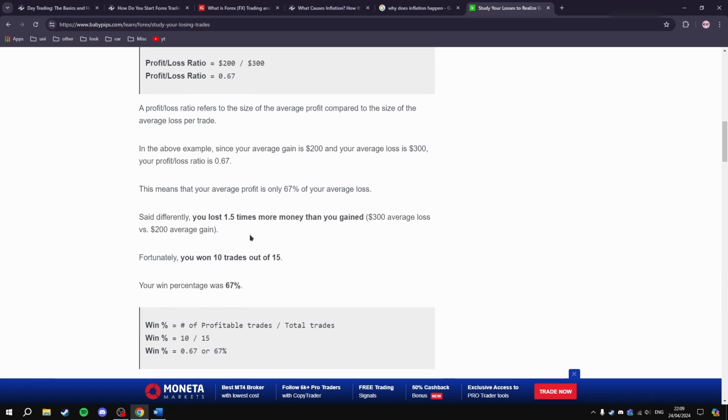In the example above, since your average gain is $200 and your average loss is $300, your profit-loss ratio is 0.67. I think we want the profit-loss ratio to ideally be above 1, because if it's less than 1, you're losing more than what you're making. This means your average profit is only 67% of your average loss. Said differently, you lost 1.5 times more money than you gained: $300 average loss versus $200 average gain.